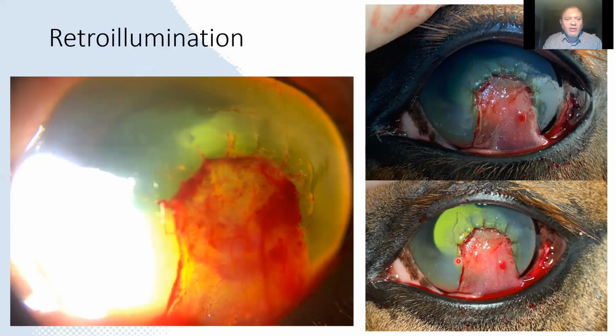We can add further information by retroillumination, so we're shining a bright light in at an angle, bleaching the left-hand side of the photograph. But as the light bounces back, we can actually see how transparent the conjunctival graft is. And we can see through the conjunctival graft to the corneal stroma beneath it, and actually see that there's no corneal stromal opacities. All we're seeing here is the graft itself.